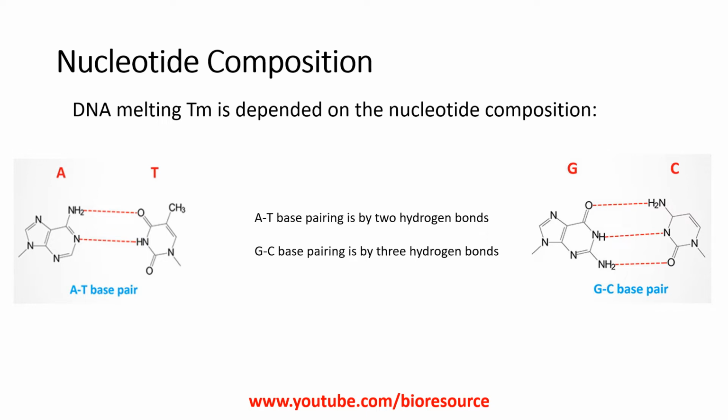So what it means is that the AT base pairing can be easily broken as there are only 2 hydrogen bonds, whereas GC base pairing is much stronger due to the presence of 3 hydrogen bonds. So the energy required to break the 3 hydrogen bonds is much higher than the 2 hydrogen bonds. That is the basis of DNA base pairing and the energy requirement to break the double-stranded DNA.